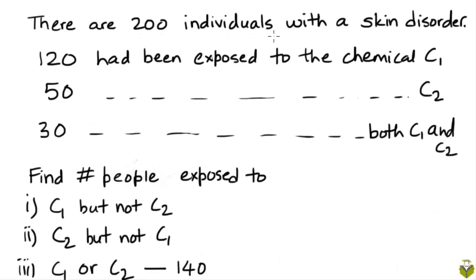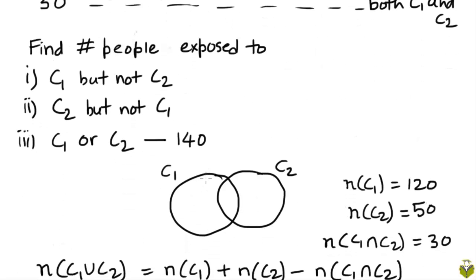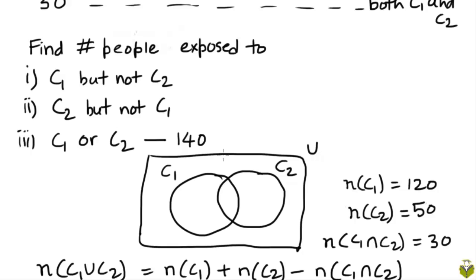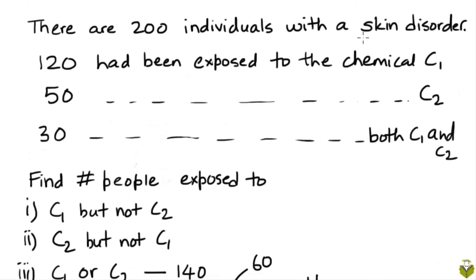We are also given that there were 200 individuals in total. So clearly there are more people outside of this set, which we didn't account for. So let's draw a universal set, and this set would have 200 people in it. 140 of them lie within either C1 or C2. So there are about 60 people who were not exposed to either C1 or C2, but who still have the skin disorder.